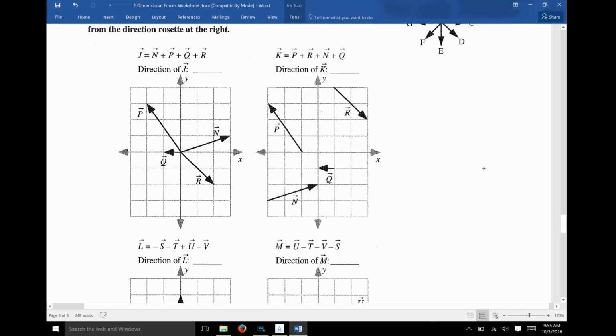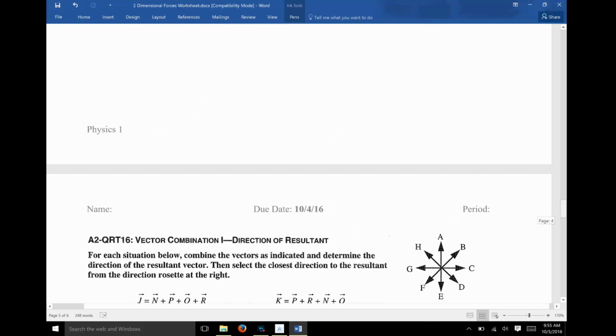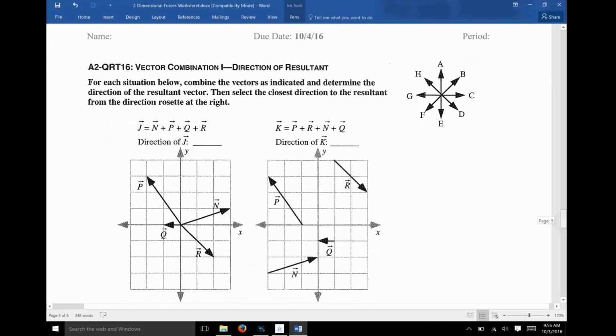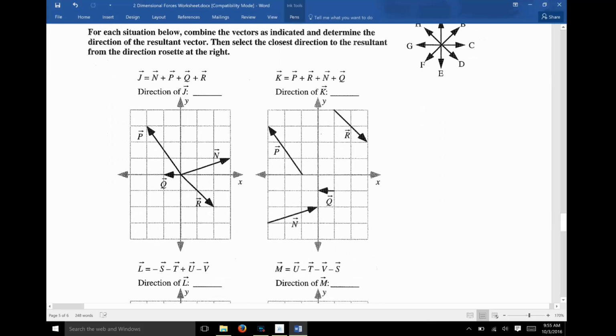All right, let's see. We can do this one here. It says for each situation below, combine the vectors as indicated and determine the direction of the resultant vector. Then select the closest direction to the resultant from the direction rosette at right. Okay, so let's do one of these. I'm doing this one right here: J equals N plus P plus Q plus R.